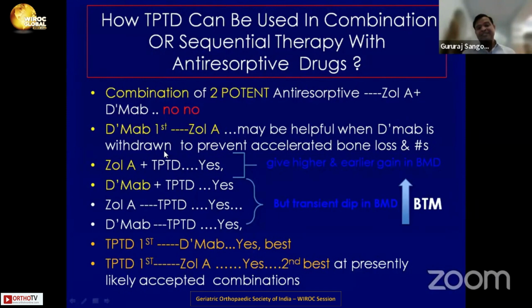Zoledronic acid plus teriparatide together gives higher BMDs and makes your bone stronger early, so you can use them as emergency drugs in combination. You can use denosumab plus teriparatide definitely, and zoledronic acid first and then teriparatide definitely yes. Denosumab followed by teriparatide is also yes, though there is a transient dip in the BMD. But it is better: the first choice has to be teriparatide first and then followed by denosumab. The second choice is teriparatide first and then zoledronic acid. That is the second best.